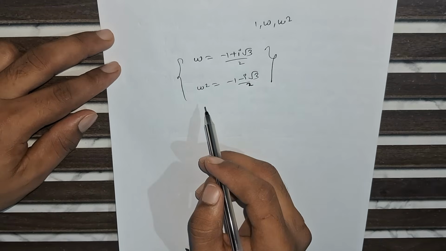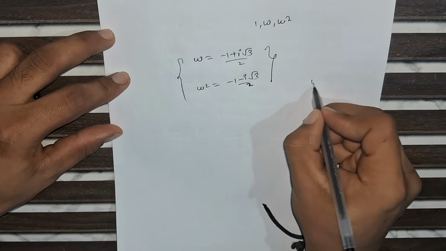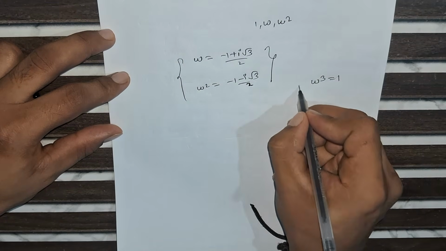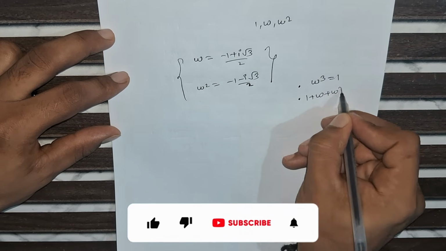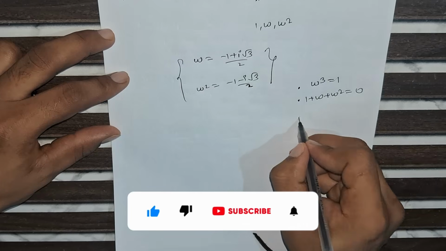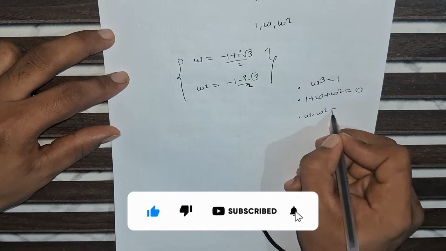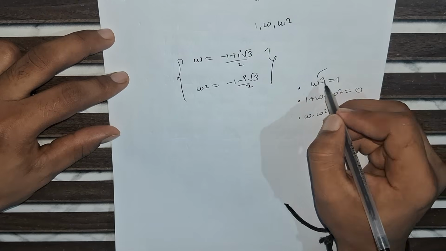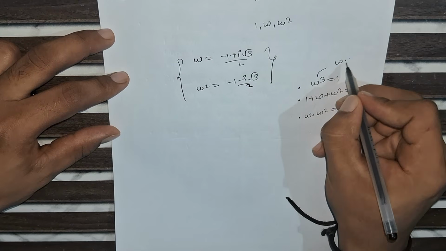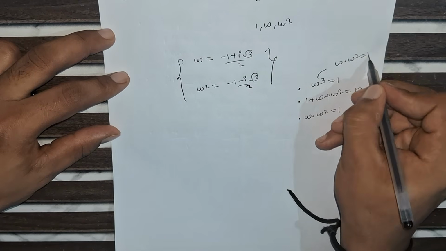So this is the constant value we have to remember while solving these kinds of problems. Some of the important properties of omega: omega cube equals to 1. This is one property. Our second property is 1 plus omega plus omega square equals to 0, and omega into omega square equals to 1, because omega cube equals to 1, so we can expand this as omega into omega square equals to 1.